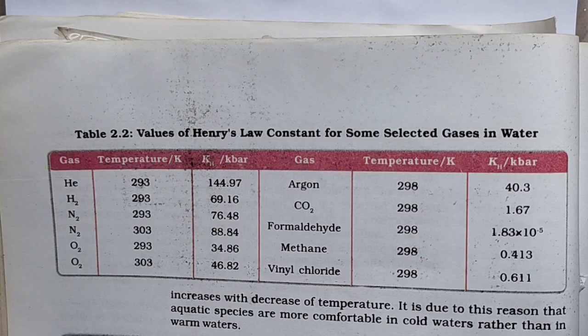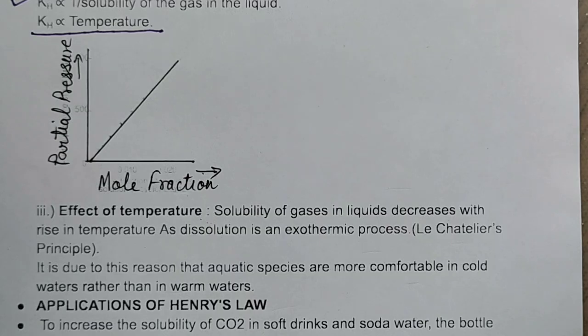Right? Sometimes, a question can be asked. At one particular temperature, they give the Kh values of different gases. So how will you select which is more soluble? The more the Kh value, the lesser the solubility. The least Kh value, the more the solubility. Is this clear? Now let's move on to the next thing.